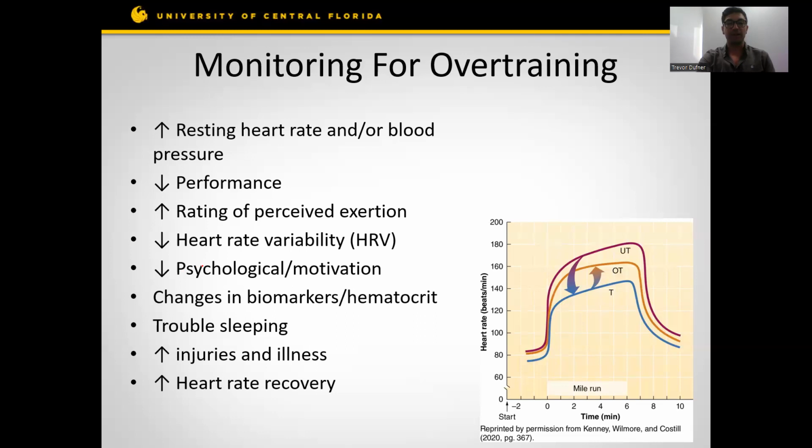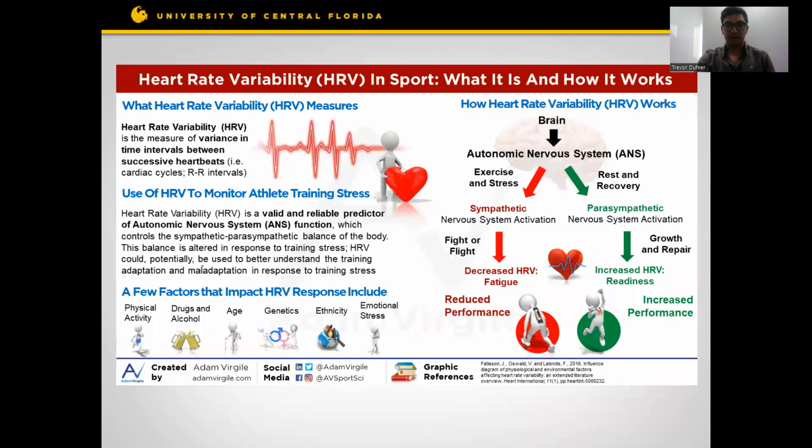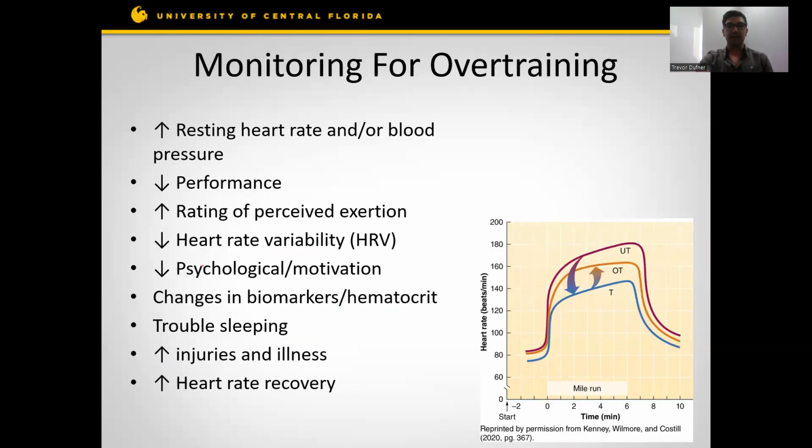Another thing we can look at is heart rate variability. I'll talk about that in a little more detail in a second. But essentially, as you inhale and as you exhale, there are natural changes in your heart rate. And if that heart rate variability is going down, if that natural change in your heart rate is going down, it is likely because your heart is just continuing to work hard because it's trying to recover so much.